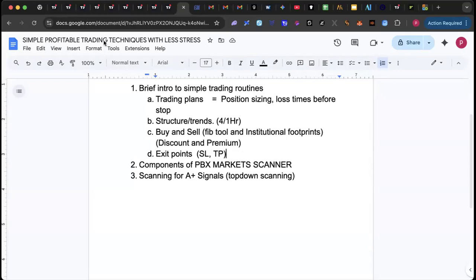For those of us who are new, I've explained. If you have any question, please put up your hand so that I can clarify quickly, so that we go to the components of the PBX market scanners and, of course, scanning for A plus signals. I promise you, we're not going back to this basic, because we want to trade together with the scanner today, Wednesday, and Friday. So you practice it again and again.